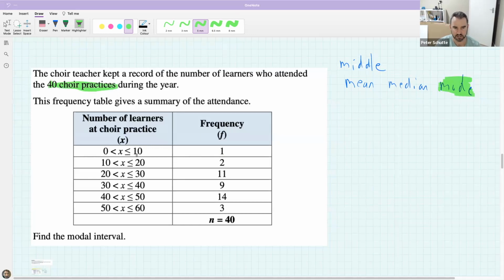There was one practice where there was between 0 and 10. There were two practices where they were between 10 and 20, 11 between 20 and 30. Which of these intervals is going to be the modal interval? Well, as I look at the screen now, I see that you guys are saying between 40 and 50, and you're absolutely correct. The mode is the one that occurs the most often. So spot on, you guys are winning at life. The correct answer is the modal interval is between 40 and 50.